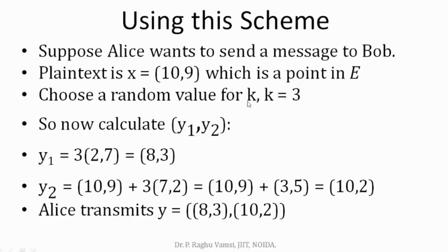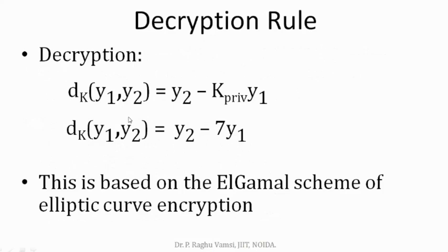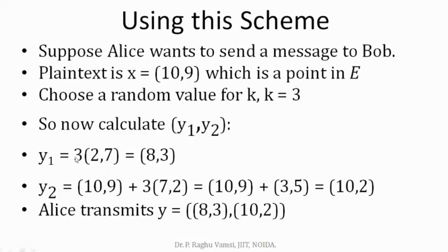Choose a random value for k, so some random key you want to select. So k is equal to 3. Assume that k, the private key, was taken as 3. Now calculate y1, y2. How to calculate? y1 is equal to 3α, as we have seen previously, so the key times α. So 3 of (2,7) is equal to (8,3).